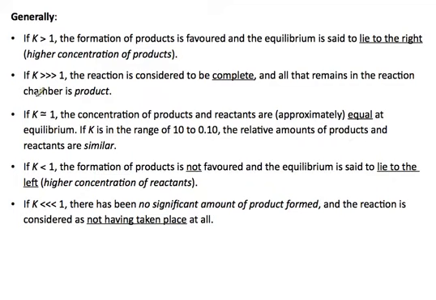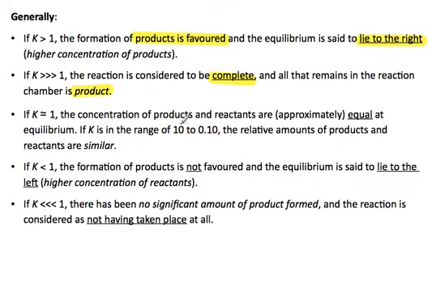So sort of summarized, if K is greater than 1, the formation of products is favored. Equilibrium lies to the right. Okay, higher concentration of products. If K is really large, like we just saw, the reaction is considered to be complete. All that remains in the reaction chamber is product. Now that's not entirely true. Again, that's sort of a generalization, but what it means is the concentration of products is extremely high, very, very much higher than the concentration of reactants.